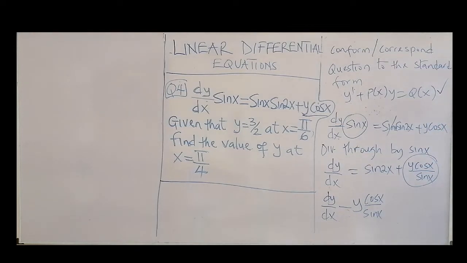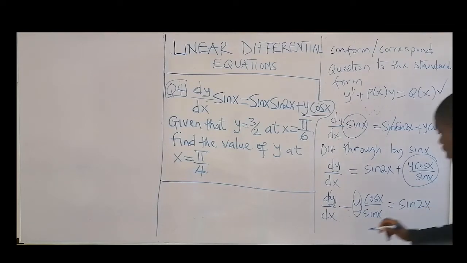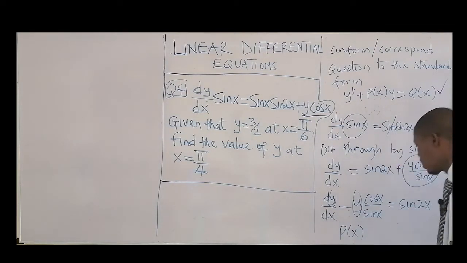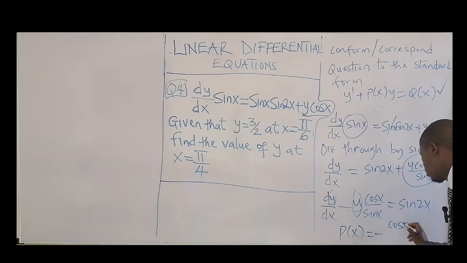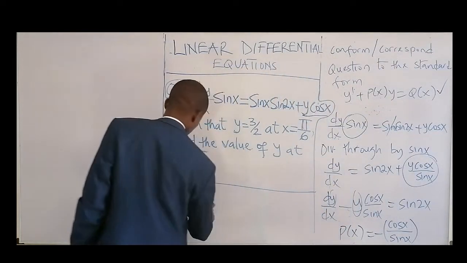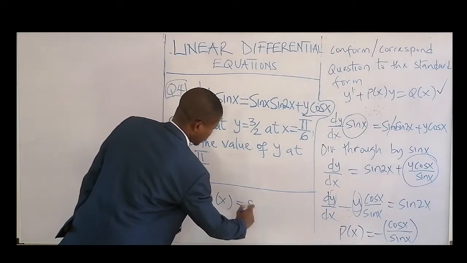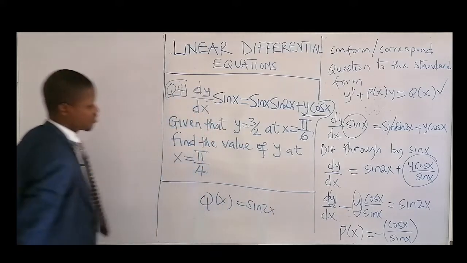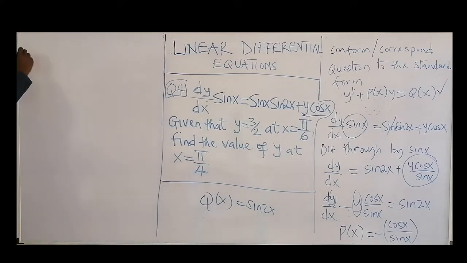And that's equal to sin 2x. So this is linear in y. And also our p(x) is equal to minus cos x over sin x. That's my p(x). And my q(x) is equal to sin 2x.